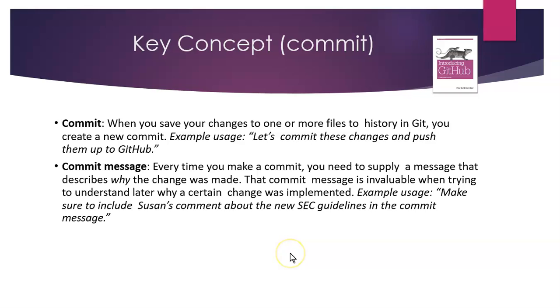Some of the key concepts we'll be encountering are the commit. A commit is when you save your changes to one or more files to history in Git. You create a new commit. Example: let's commit these changes and push them up to GitHub. It's kind of like saving.